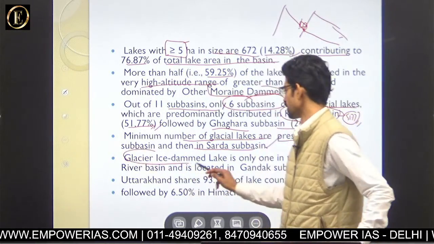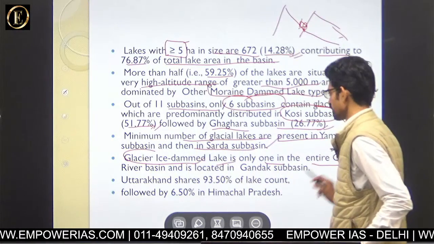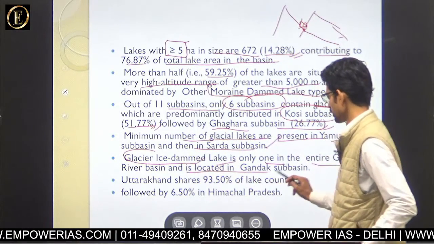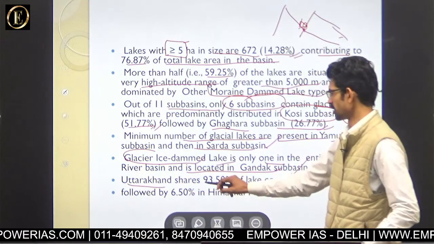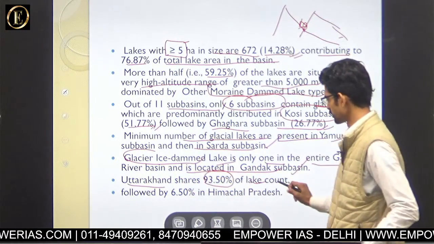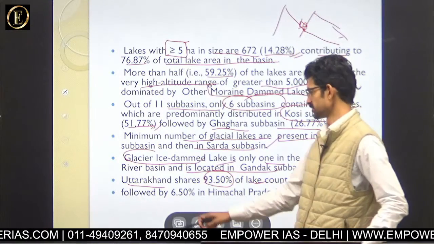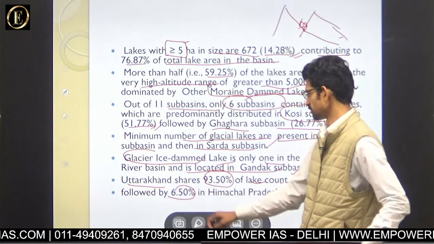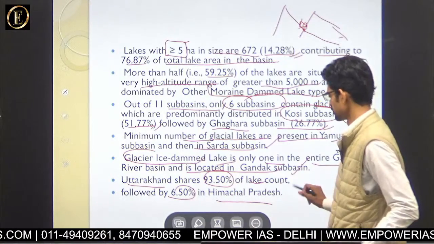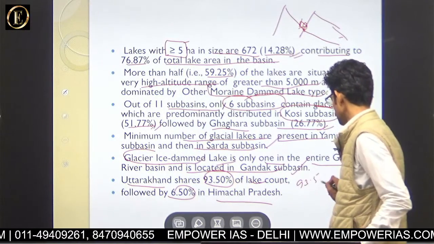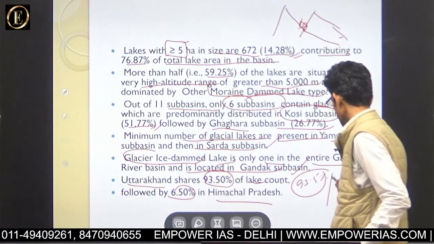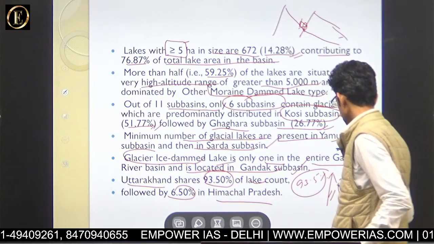Glacial ice dam lake is only one in the entire Ganga river basin and located in Ganga sub-basin. Then Uttarakhand shares 93.50 of lake count, which is having 6.50 in Himachal Pradesh. So उत्तराखंड में सबसे ज़्यादा ग्लेशियर्स हैं, that is 93.5%. Remember that data for your prelims point of view.